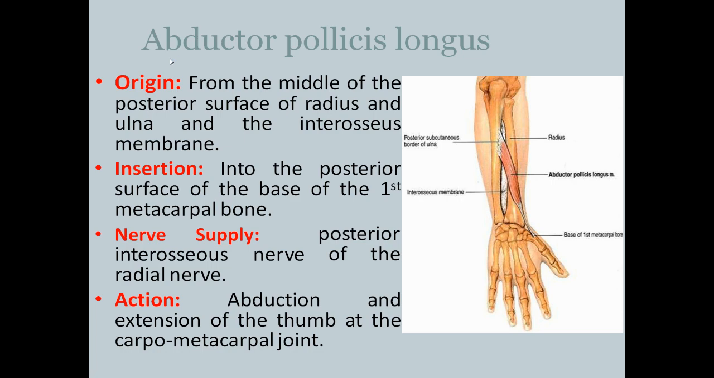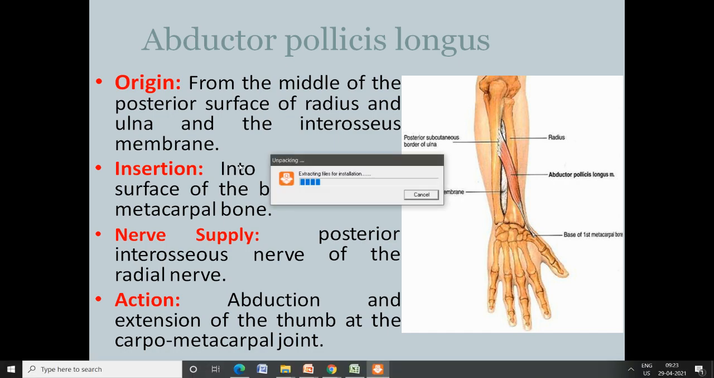It will take insertion into the posterior surface of the base of the first metacarpal bone, and it is supplied by the posterior interosseous nerve of the radial nerve. The action of the abductor pollicis longus is abduction and extension of the thumb at the carpometacarpal joint.